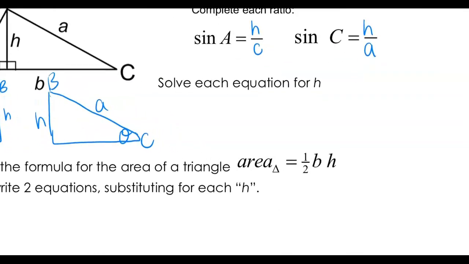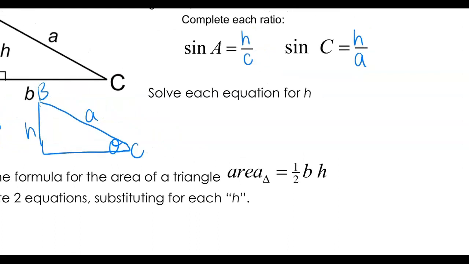So the next section says that you need to solve those two equations that we have at the top for H. So I'm going to have sine of A is going to equal H over C. I need to solve for this H. And then sine of C is H over A. Again, I need to solve for that H. So let's go ahead and solve for that H, for both of them.